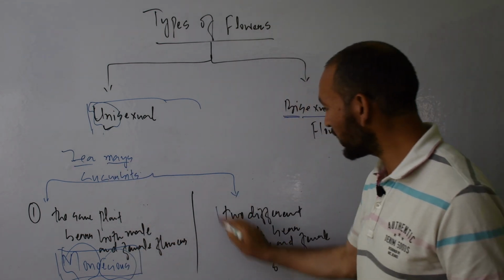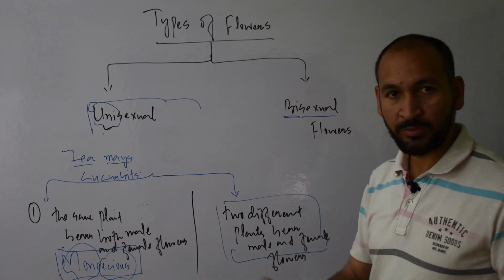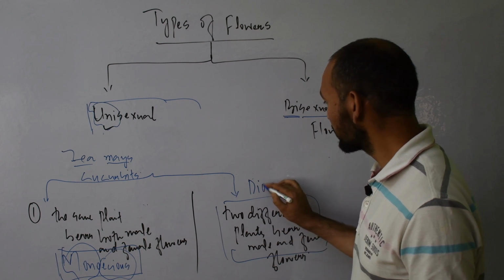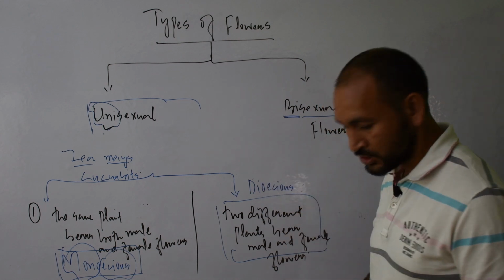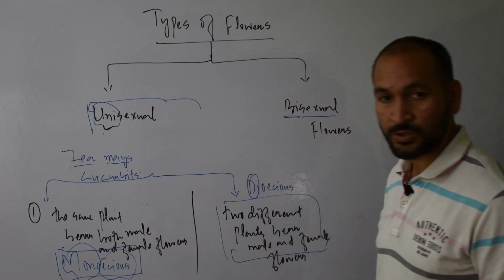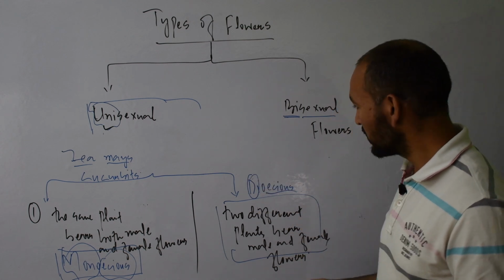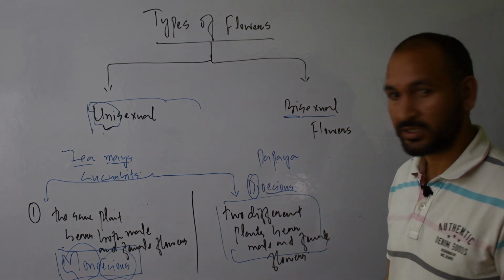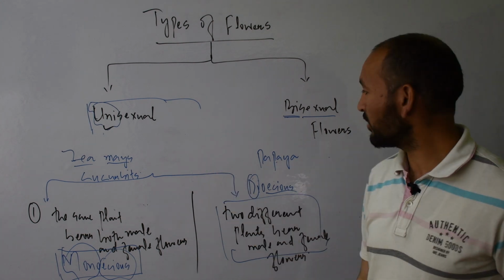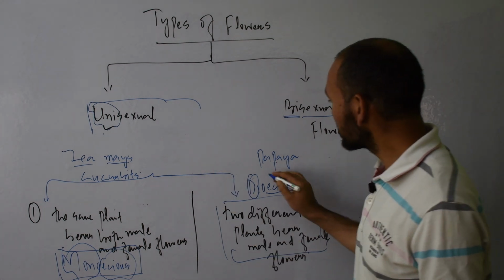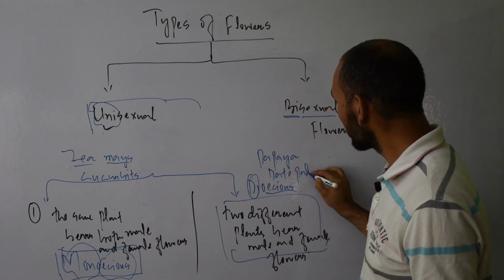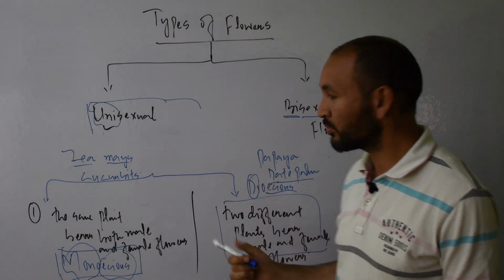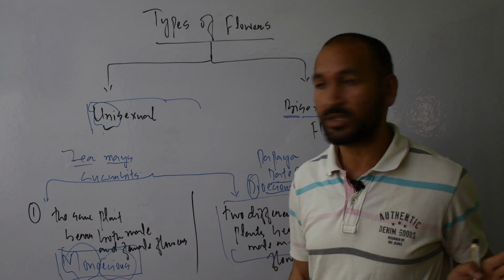Now this condition where you have two different plants, one plant bears male flowers, the other plant bears female flowers, we call this condition dioecious. This condition is called dioecious. Di refers to two. Okay, oecious again means to house. Let us get to the examples. You have papaya. You might have heard the name of papaya. Okay, there you have the male plant separate, the female plant separate. Same you have date palm. Okay, the male plant is separate, the female plant is separate. Male plant bears only male flowers, while the female plant bears only female flowers.